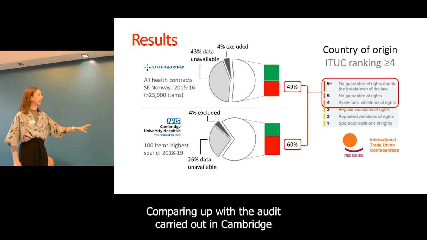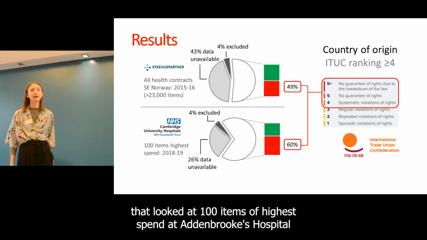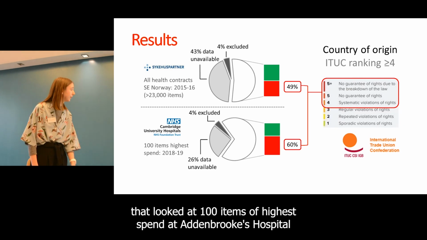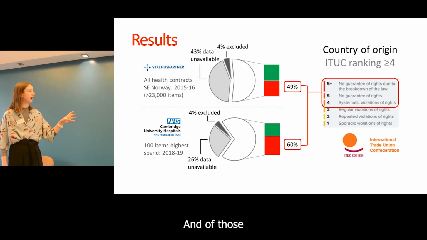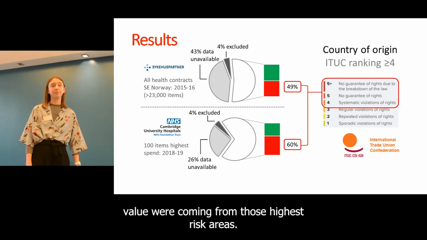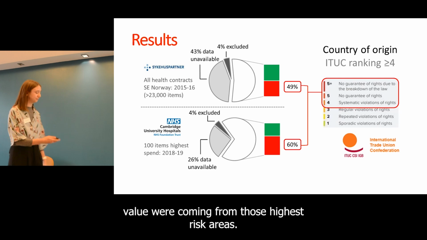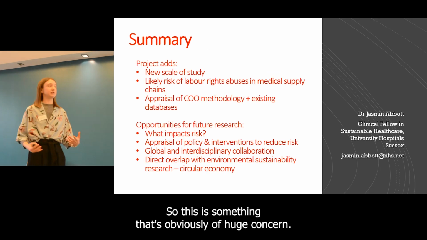Comparing that with the audit carried out in Cambridge, that looked at 100 items of the highest spend at Addenbrooke's Hospital, and 26% of country of origin data was missing, but of those that were available, 60% by value were coming from those highest risk areas. So this is something that's obviously of huge concern.